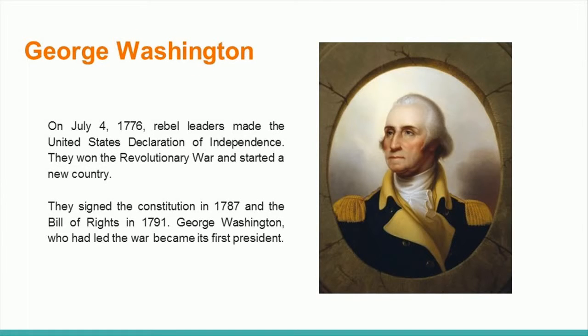On July 4, 1776, rebel leaders made the United States Declaration of Independence. They won the Revolutionary War and started a new country. They signed the Constitution in 1787 and the Bill of Rights in 1791. George Washington, who had led the war, became its first president.